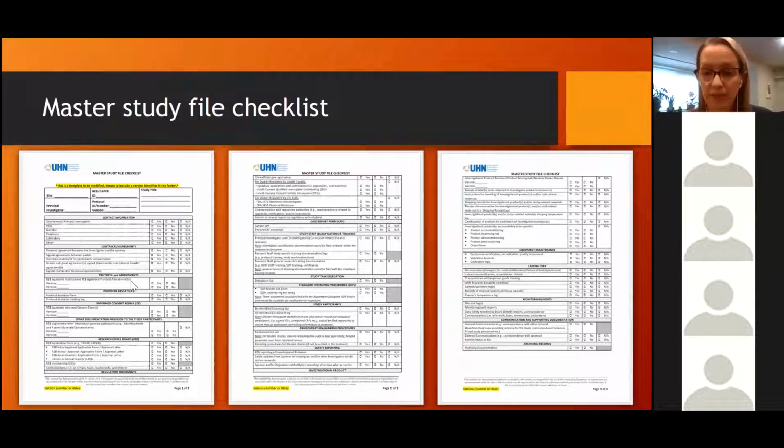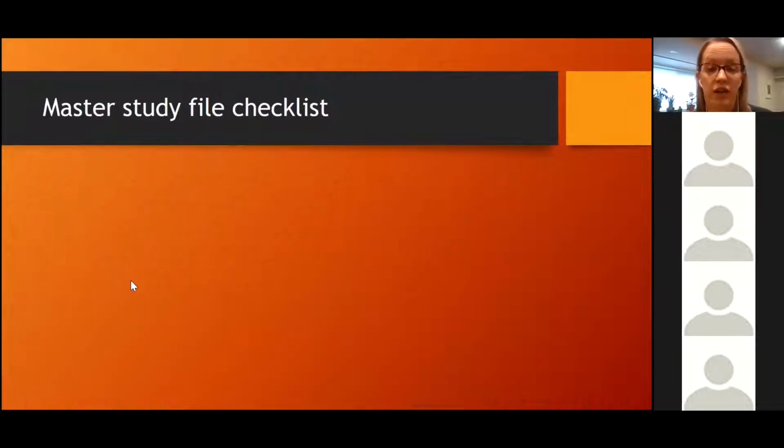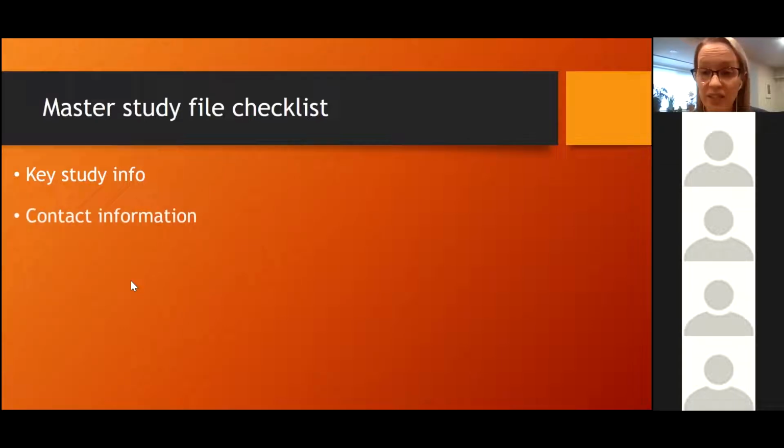This is a template and it can be modified as needed to reflect the needs of your research division or department. So I'm just going to go over the key essential items that are in that document that you'll want to have on hand. First being your key study info, your REB number, the title of your study, the PI and co-investigator names, the site where your study is taking place. Really any contact information related to the study you want to always have on hand.